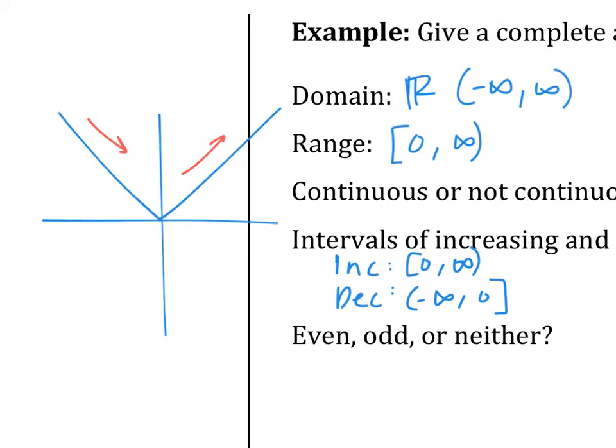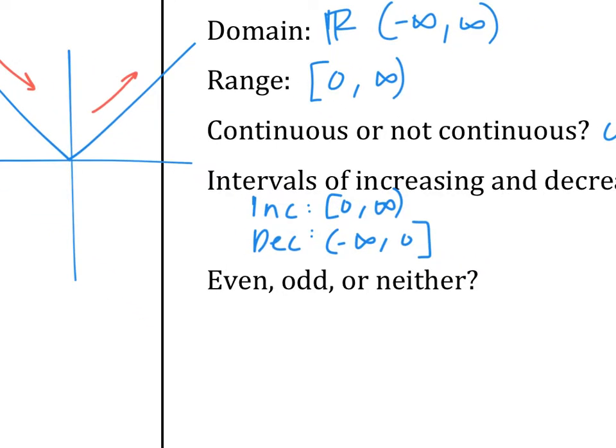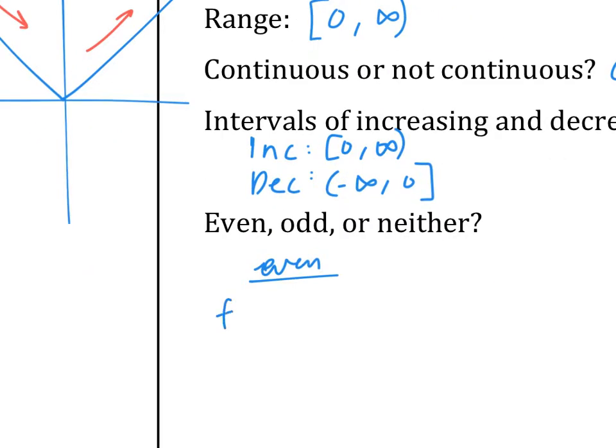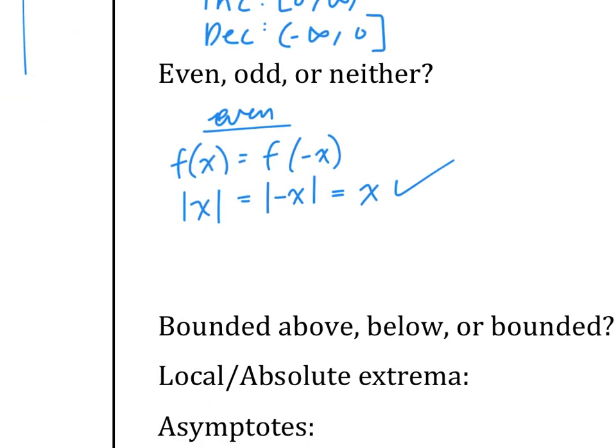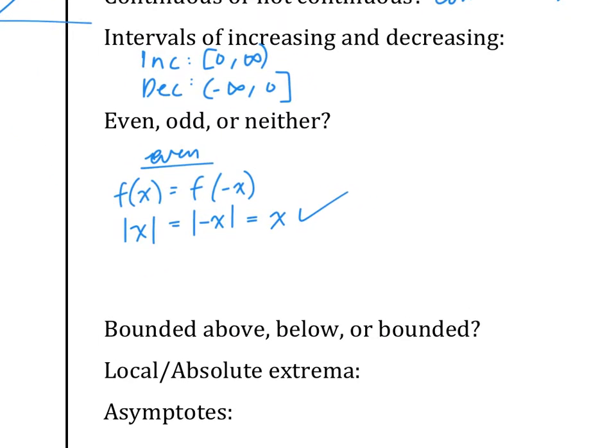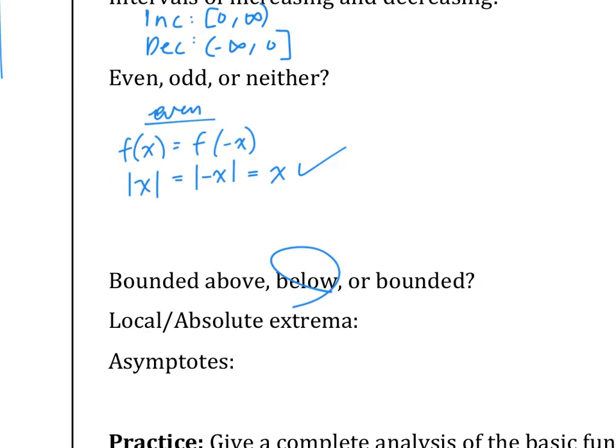And then Ashley, where's decreasing? Yes. Jennifer, even, odd, or neither? Good. Now, the way you prove this one is even is you do f of x equals f of negative x. So the original function is absolute value x, and if you put in a negative, both of them are going to give you x. So that's an even function. Yes. Alana, bounded above, below, or not bounded? Bounded below. Yes, there is an absolute low point.